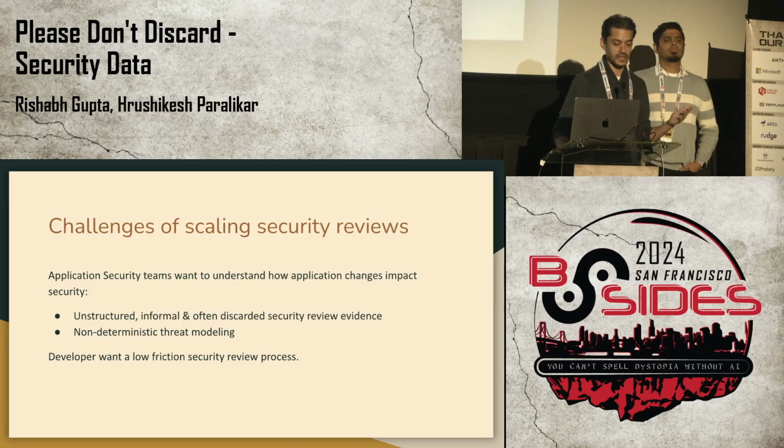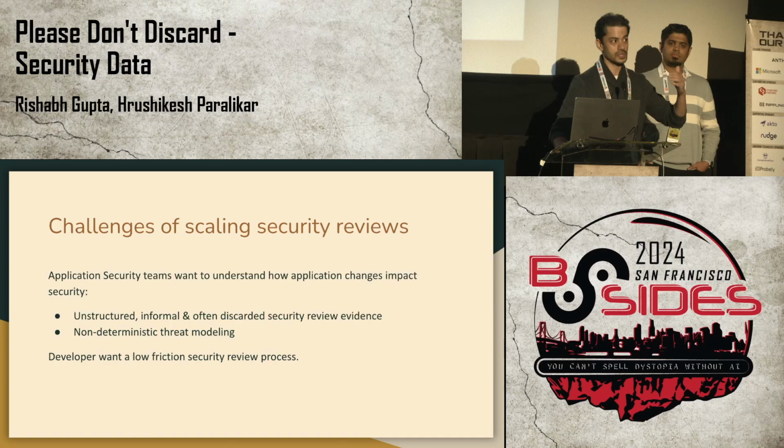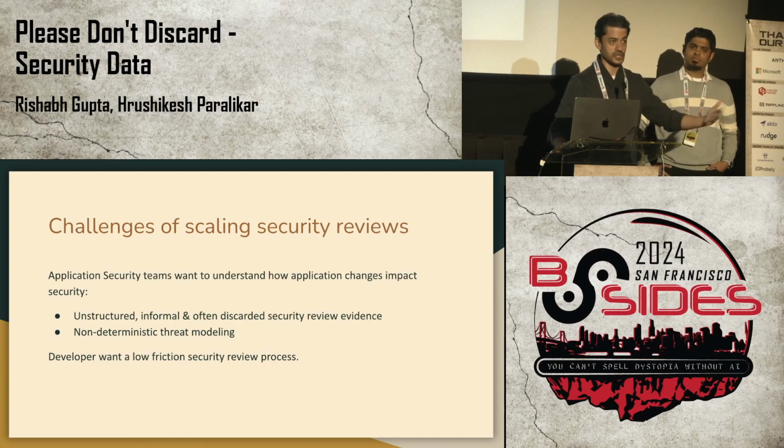So the challenges of scaling a security review: one of the challenges that we had was the security review had to be developer-driven. It had to be scaled so that the developers are able to do the security reviews themselves, right? But that comes with a couple of challenges. One is, if the developers are doing the security reviews, the security teams want to know how does a change or a new feature or new architecture change or whatever have you affect the security of a system, right?